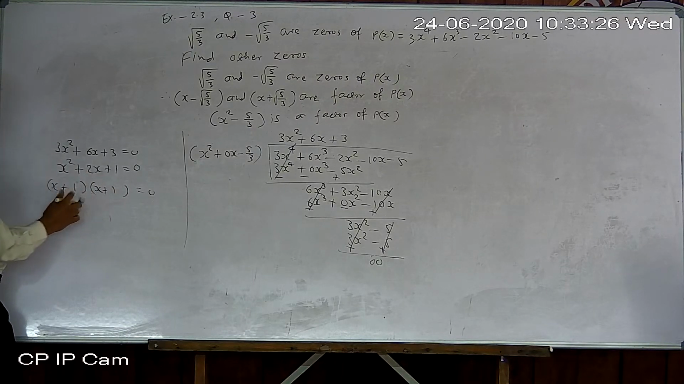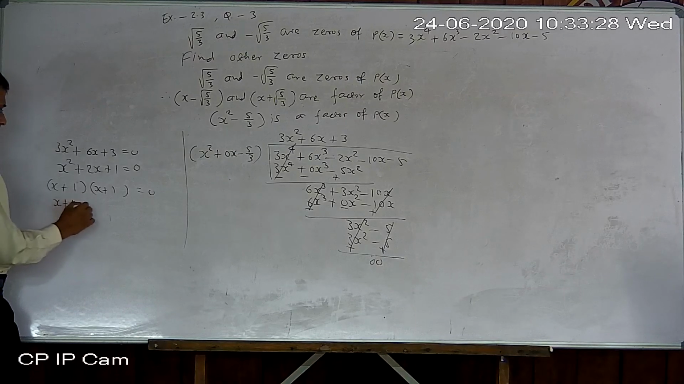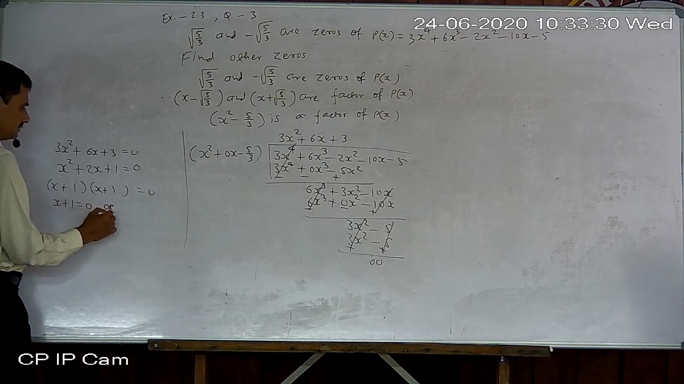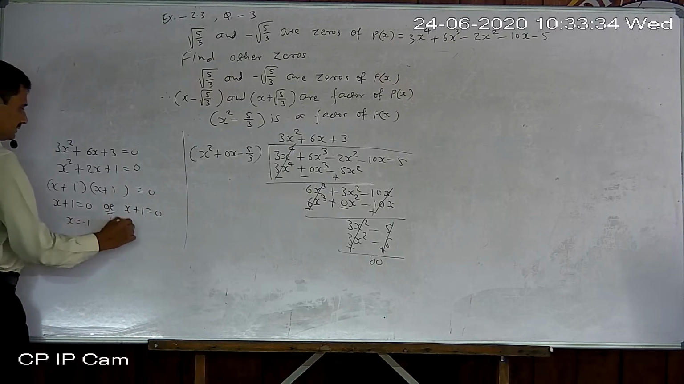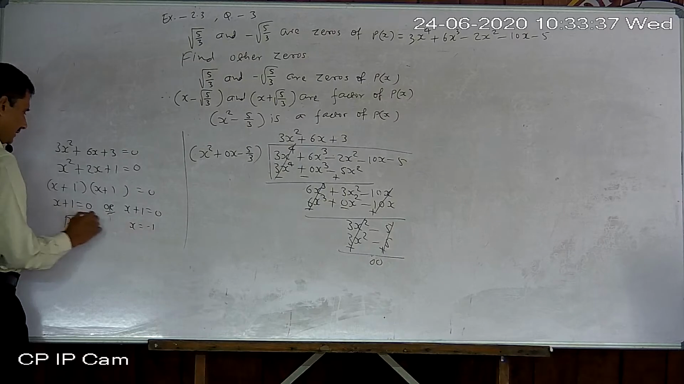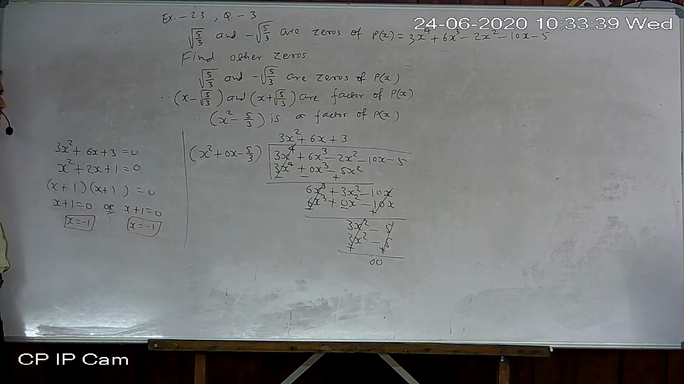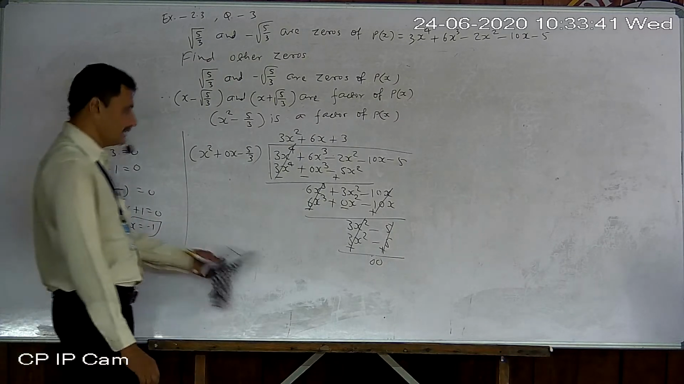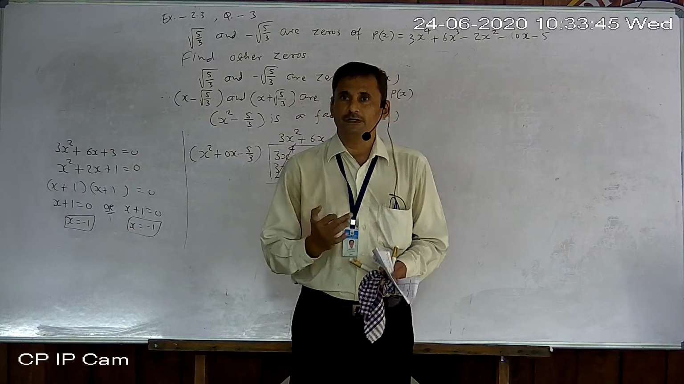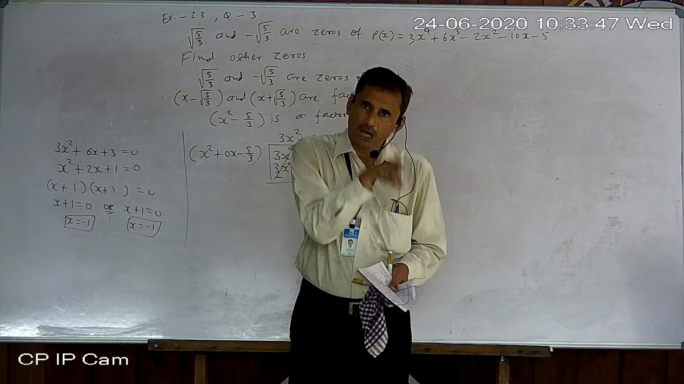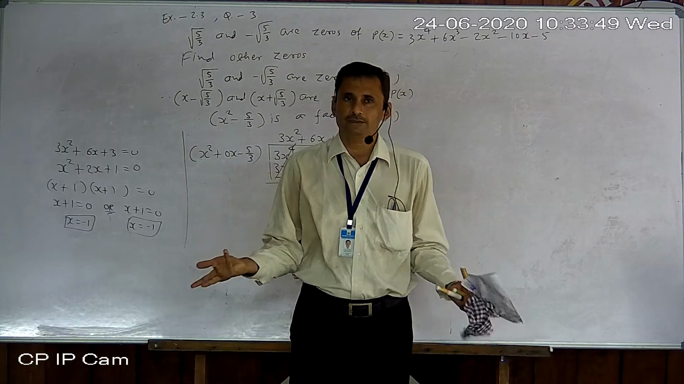Okay, so both are the same only. Then again you can write x plus 1 equal to 0 or x plus 1 equal to 0. Means x equal to minus 1. Okay. So the remaining factor is not 2 but 1 factor only. So you just write down in a statement, therefore remaining factor is minus 1. Otherwise, remaining factors are minus 1 and minus 1.